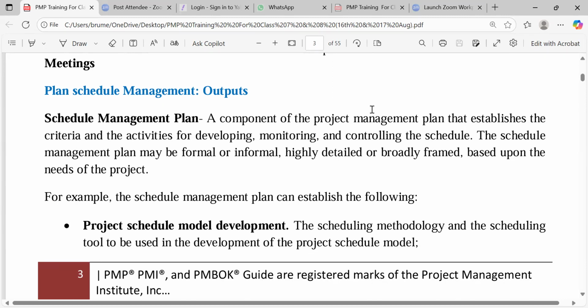And sometimes this schedule management plan may be formal, sometimes not formal. It depends. Everything rises and falls on you, being a project manager. But everything must be geared towards the needs of the project.